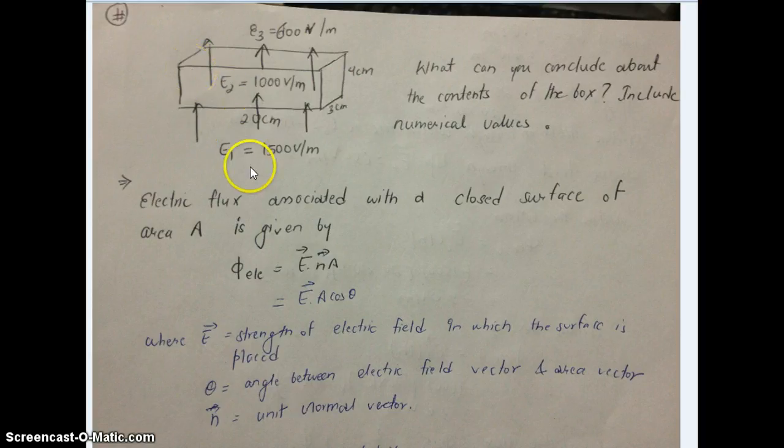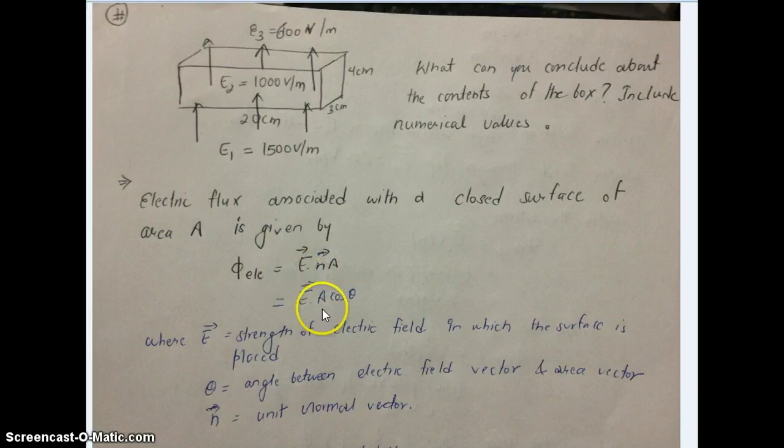Here you can see E1 is coming from the bottom, E3 is on the top, and E2 is on the side. So it asks what you can conclude about the contents of the box, and it says to input the numerical values. We know that the electric flux associated with a closed surface of area A can be given by phi equals E dot nA.